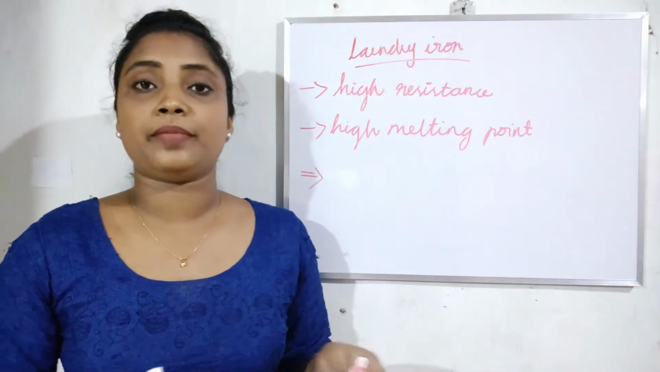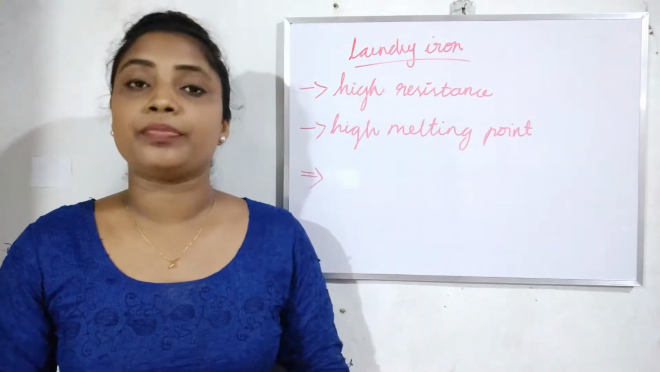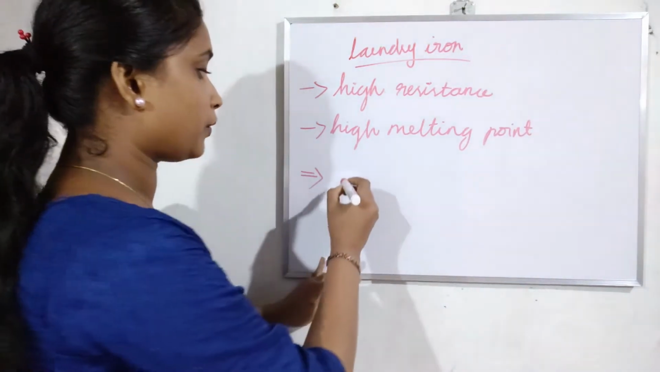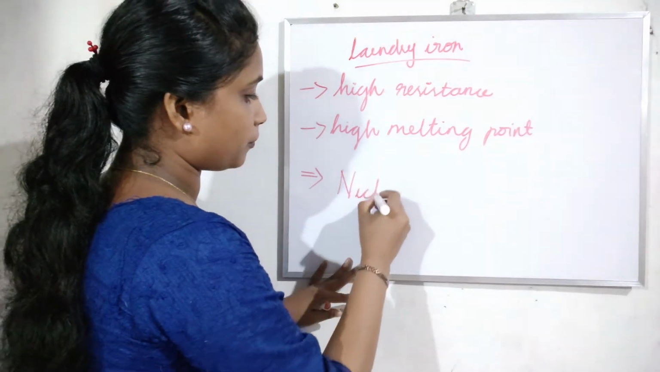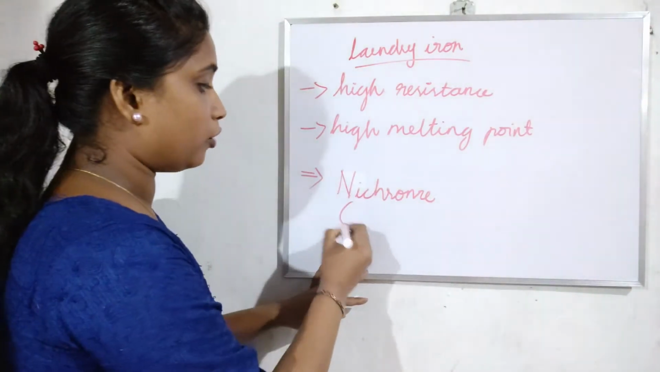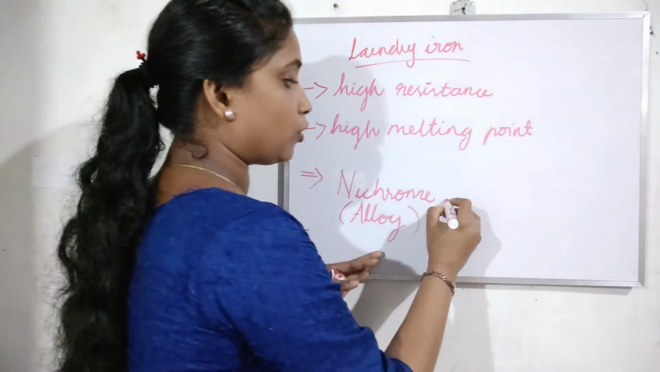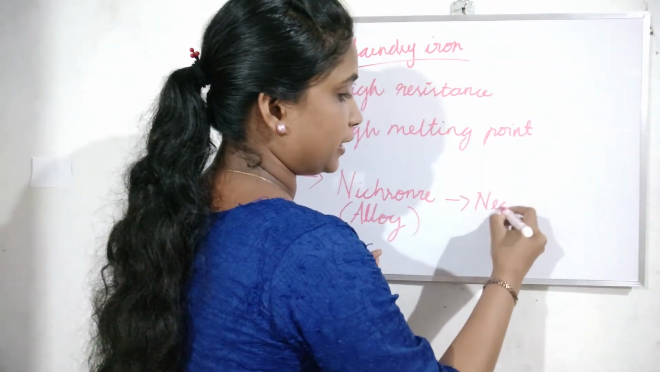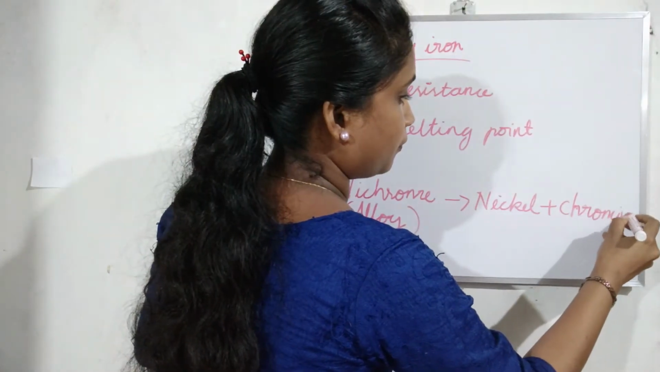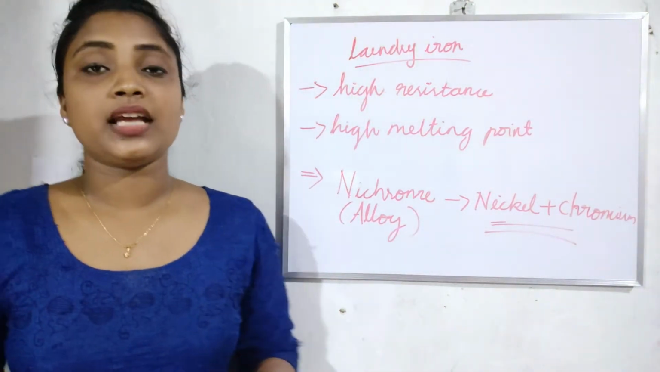It is nichrome. The name of the metal is nichrome, which is an alloy of nickel and chromium. The material that we use in our laundry iron is nichrome. Nichrome. It is actually an alloy. Alloy means it's a mixture of two metals. They are nickel and chromium. So nichrome is the material that we use in our laundry iron.